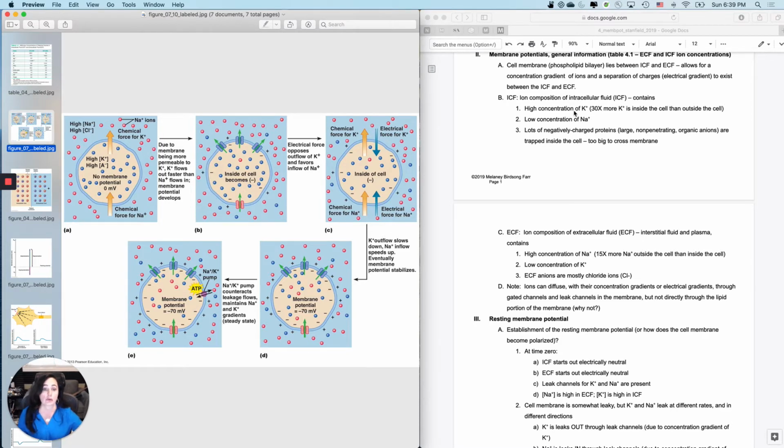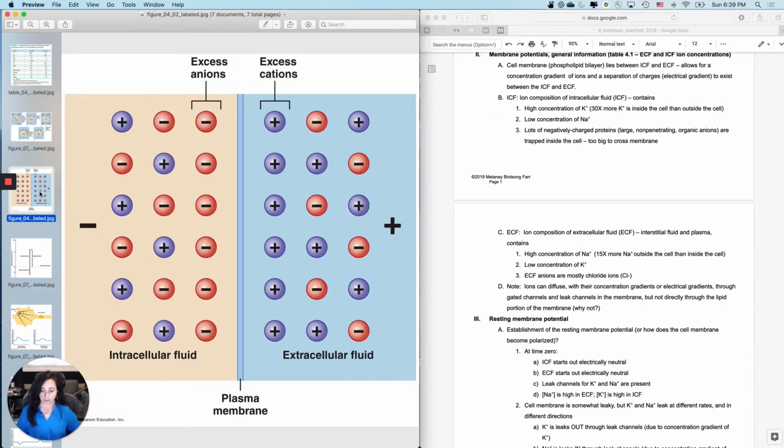Okay, so notes first. There's a cell membrane, of course, that lies between the intracellular fluid and the extracellular fluid. Because the cell membrane exists, it means that the ICF and the ECF can be different from one another. We know that it's selectively permeable. We have learned under what circumstances you can get ions and proteins and things like that across it. So where we need to start in building is understanding the ion composition of the intracellular fluid and the extracellular fluid. So let's start there.